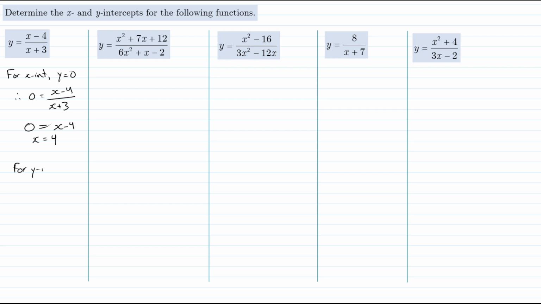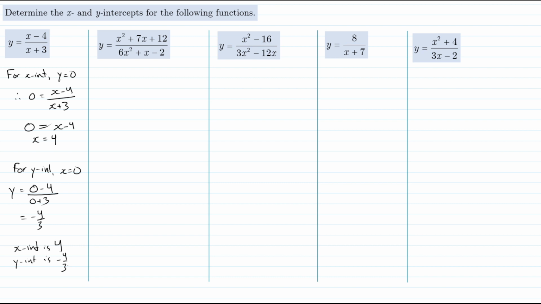Okay, so let's move on to the y-intercepts. For the y-intercept, you're going to have x equals 0. And this is a nice, easy calculation. You just take that equation here and sub in 0 for x. So we'll have y equals 0 minus 4 over 0 plus 3. And of course, that's negative 4 thirds. So your x-intercept is 4, and your y-intercept is negative 4 thirds. And that's it. Okay, so let's move on to the next one, and we'll do the same thing.